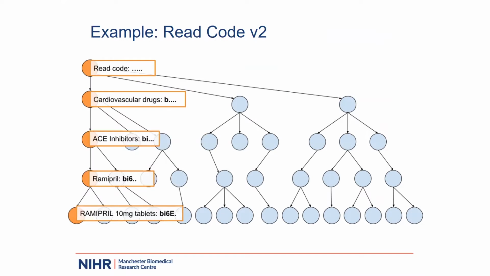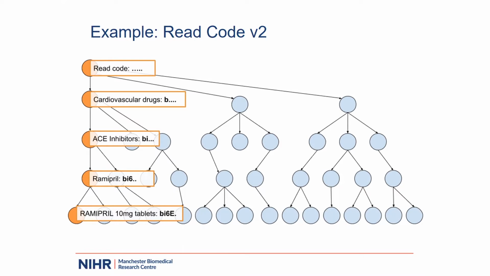To give that a concrete example, there's a terminology called Read code version 2, which until quite recently was, I'd say, the dominant coding system in UK primary care. It's currently been migrated. I'll talk a bit more about that later. But within that, you would have the root code, which was just 5 dots, and that basically just means this is a Read code. The child of that would be B.